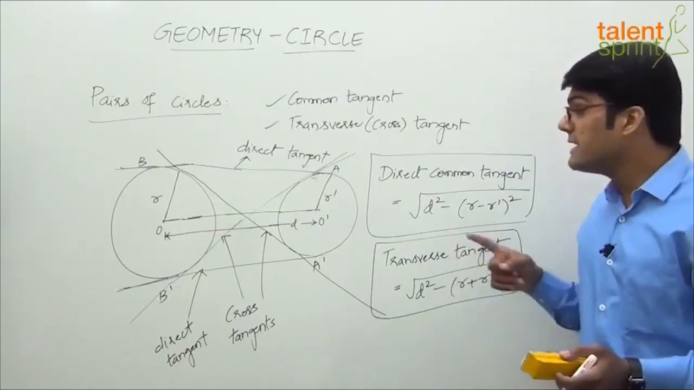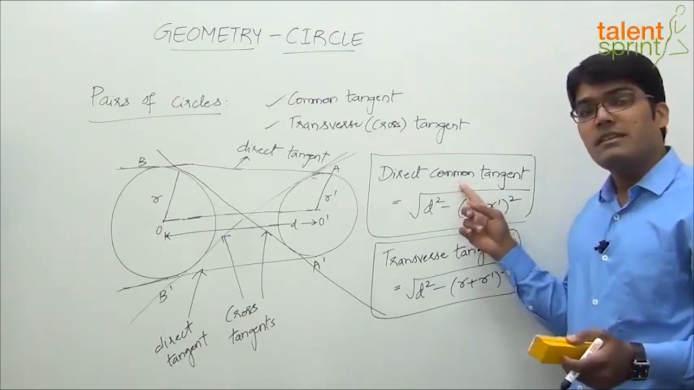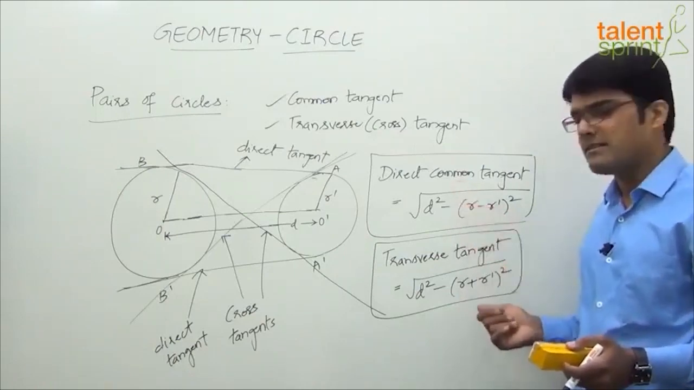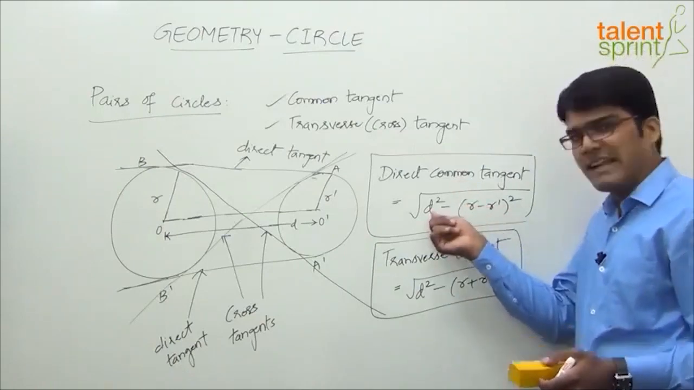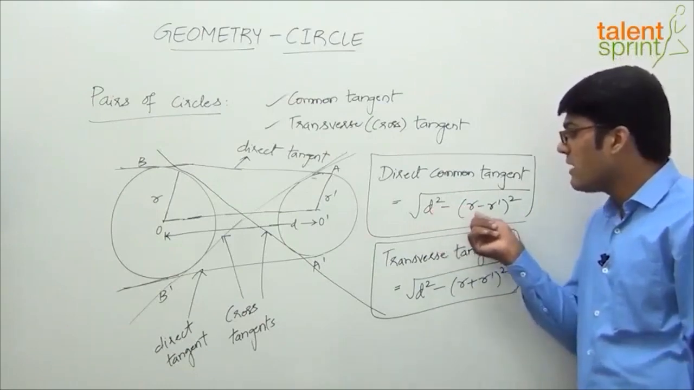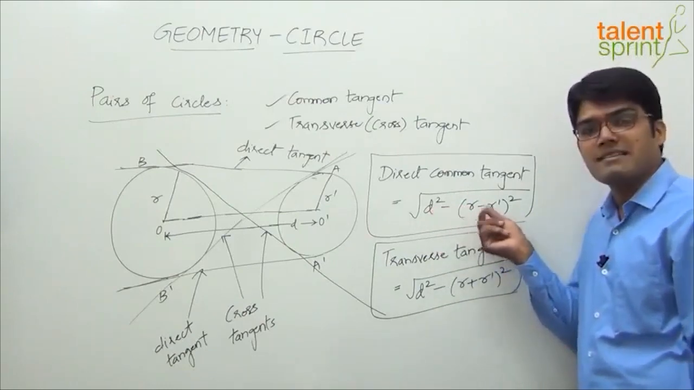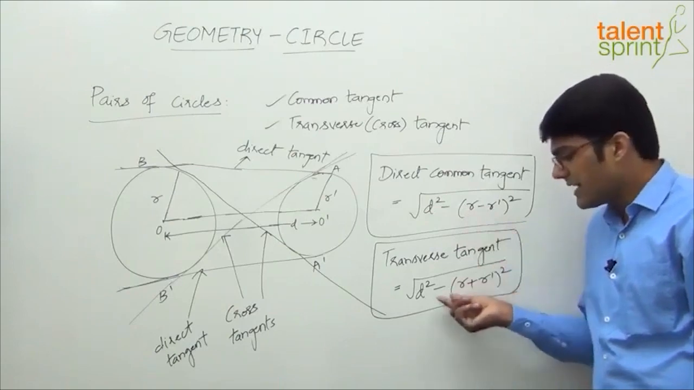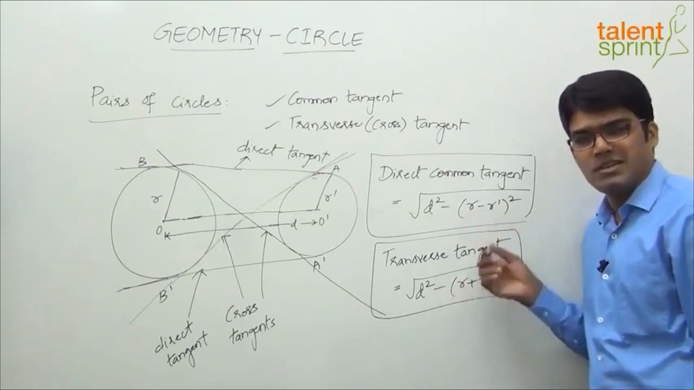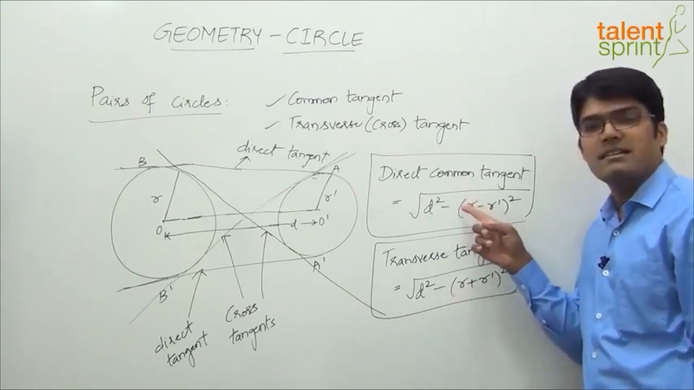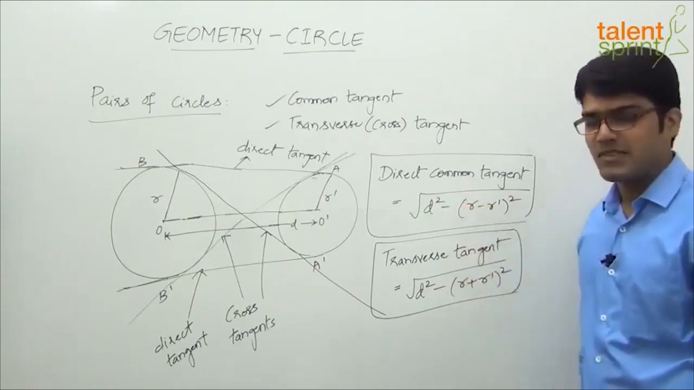The point to be noted here is that the direct tangent will be longer than a transverse tangent, right? Because in the direct tangent we are subtracting (R minus R dash) squared from D square, which is a smaller value, whereas here we are subtracting a larger value. You understand? So it is clear that direct tangents are longer than transverse tangents. Just make a note of this.